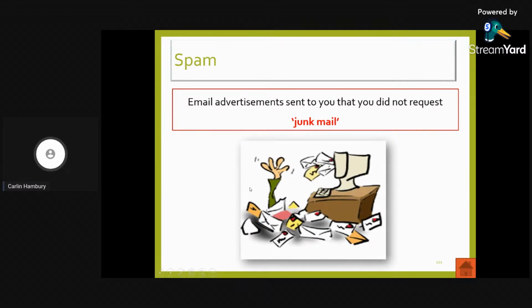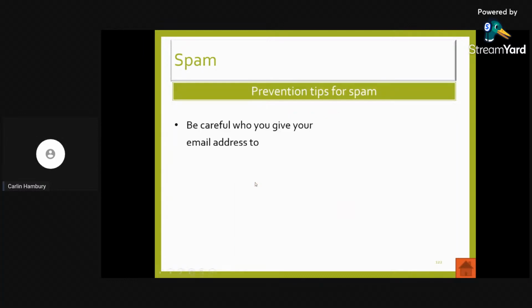You can get tons of spam from different places, and you think, where did these people get my email address from? But yeah, they get hold of it. Okay. So these are email ads that you did not request, right? That's been sent to you. So some prevention tips for spam. They want you to be careful who you give your email address to.